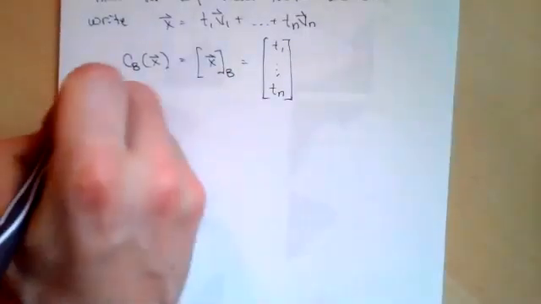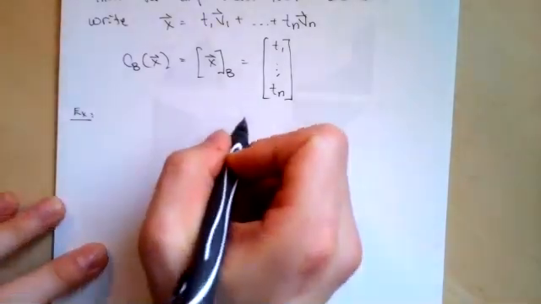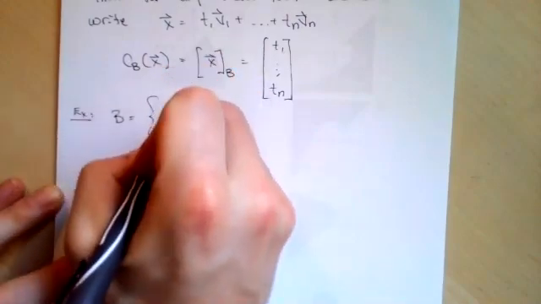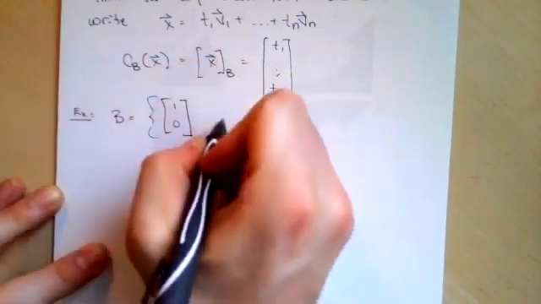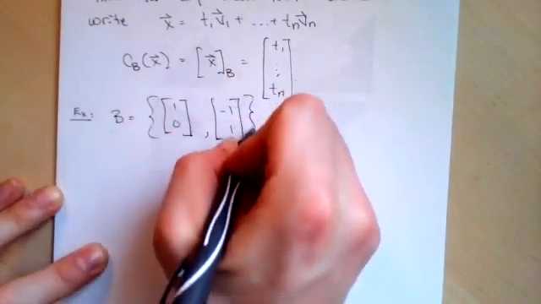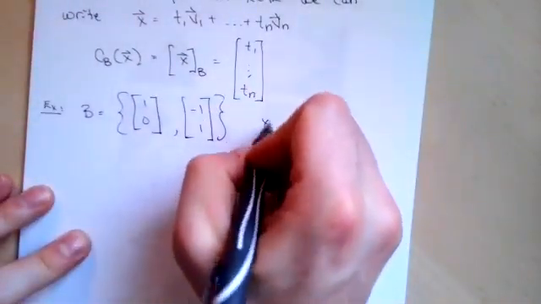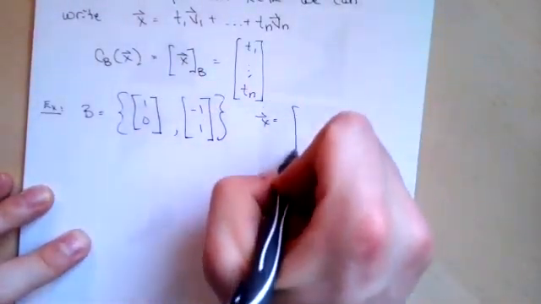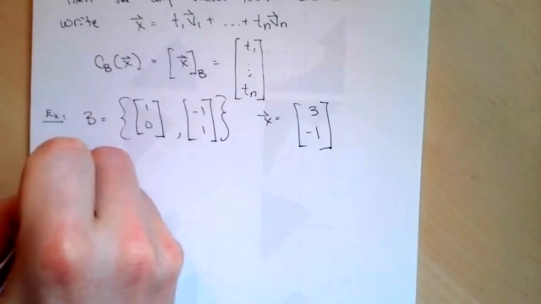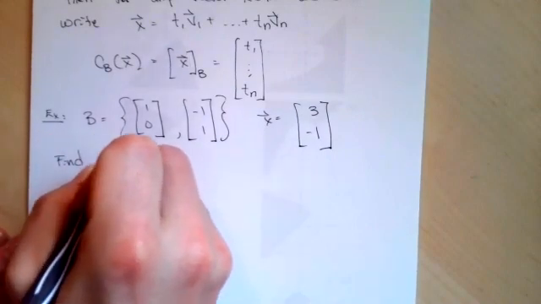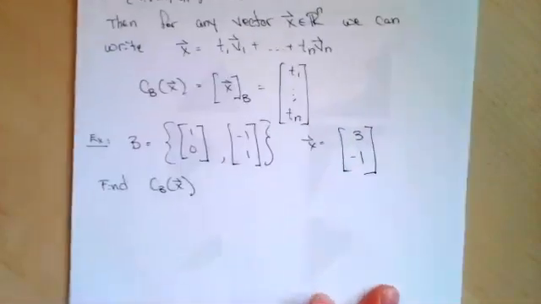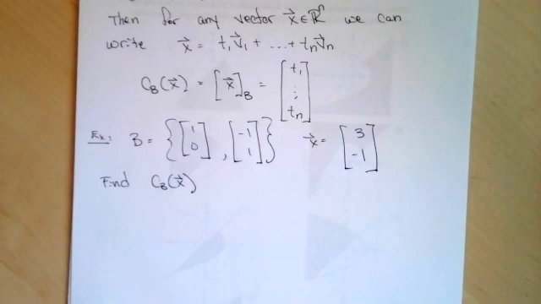So for example, let's suppose we have our basis of (1, 0) and (-1, 1). And we have our vector x equal to (3, -1). We want to find the expression for x relative to this basis. In other words, we want to find the linear combination that defines x.